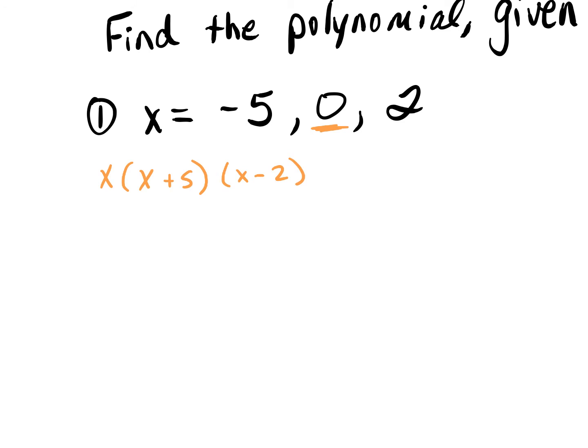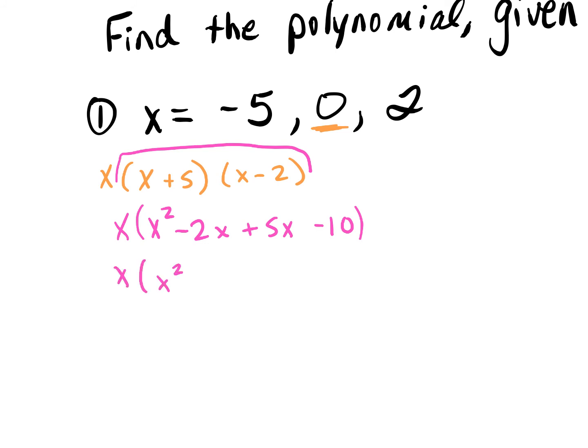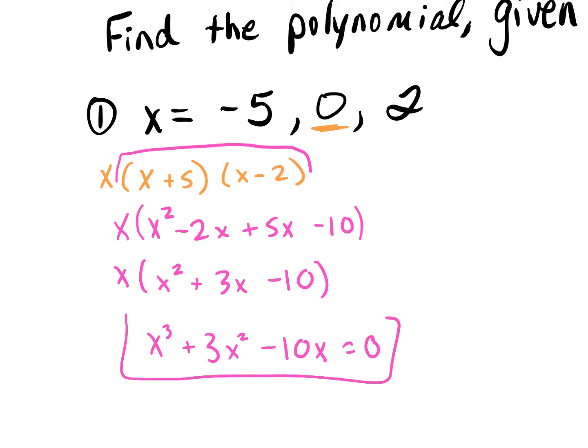So first thing I want to do is FOIL these two together. So I'd have x squared. The outsides would be minus 2x, insides are plus 5x, lasts are minus 10. I can combine my like terms. So x squared plus 3x minus 10. And then I can just distribute that x to everything inside my parentheses. So this would be x cubed plus 3x squared minus 10x equals 0, and that's our answer.